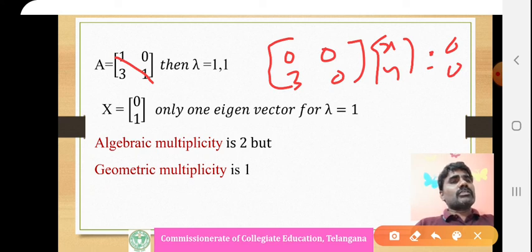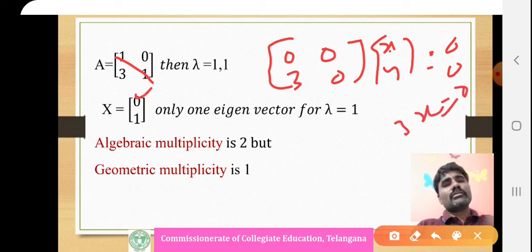Now 3x = 0. That's why x should be 0. The first component should be 0. And what about the second component? 0 into y, 0 into y, and y may be any value. That is, I can take 1. (0, 1) is the only one eigenvector. For lambda equals 1, there is no other eigenvector.